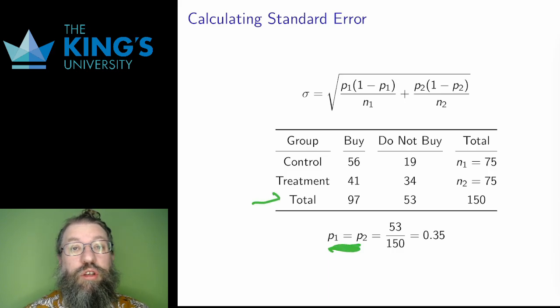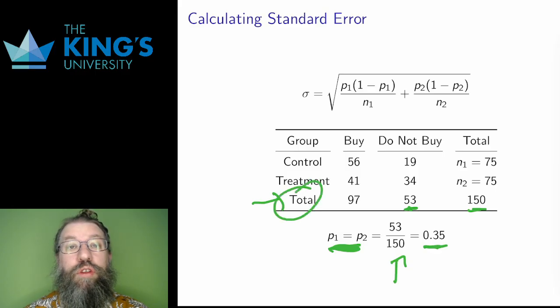Well, that means I have to look at the totals here. In these totals, there are 150 cases, and 53 of those declined to buy the DVD. That's what I want to measure. So p1 and p2 will both be 53 divided by 150, which is 0.35. Since this is the proportion of the total, this will be often called the pooled proportion. For the hypothesis, both proportions should be set to the pooled proportion. The null hypothesis says that there is no difference.